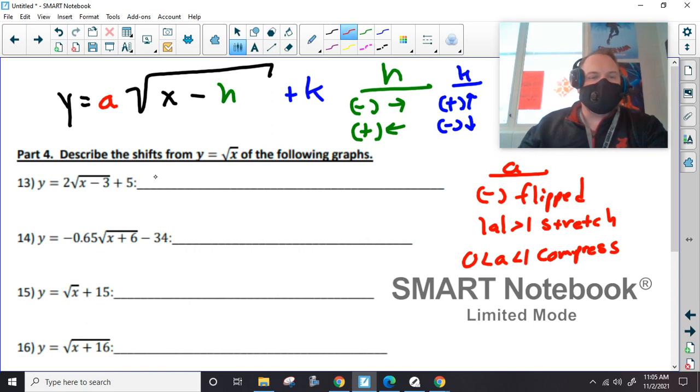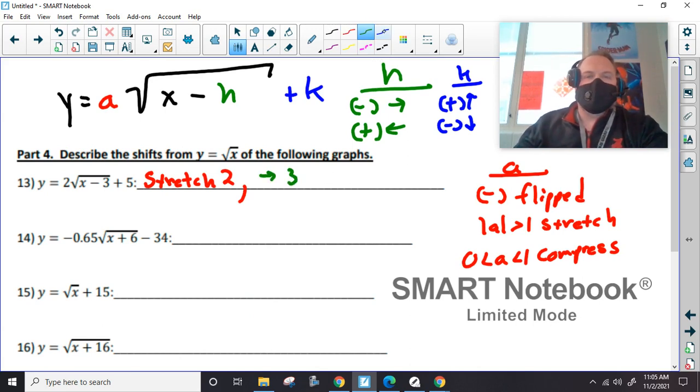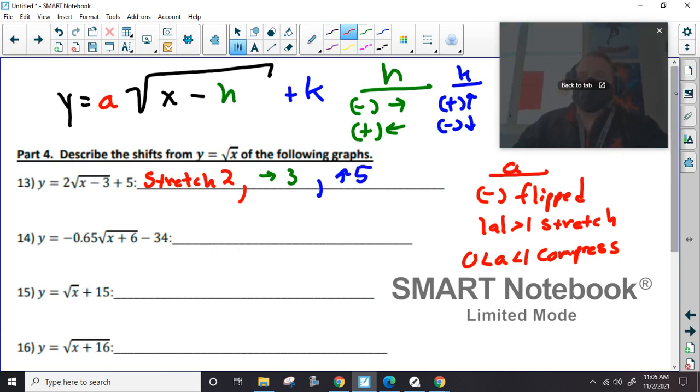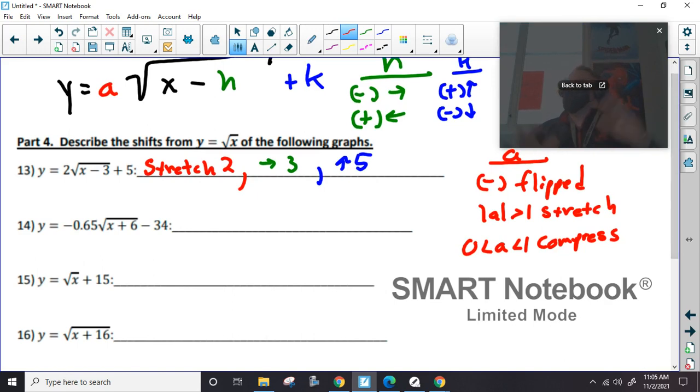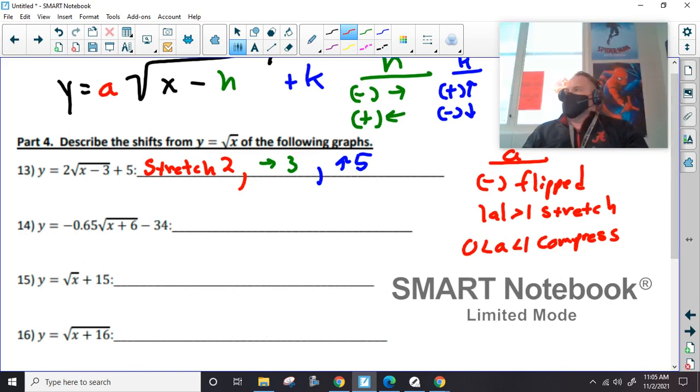Okay, so this is going to be a stretch of 2. Then it's going to go right 3. And then it's going to go up 5. See, this is the stuff I told y'all it's the last thing that we had to cover. We could cover it today. We will see A, H, and K again later this semester. I'm not lying.